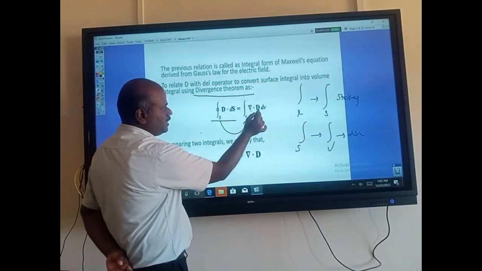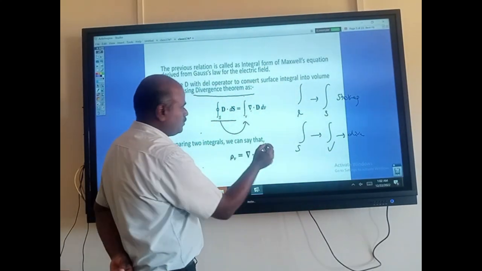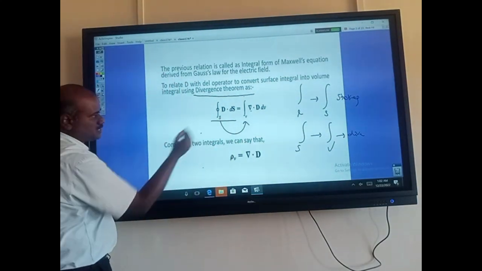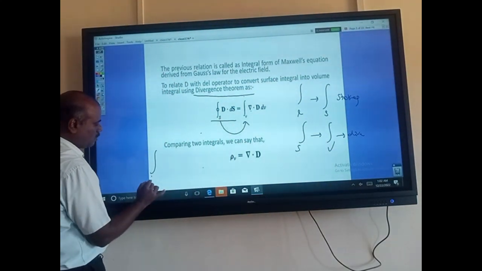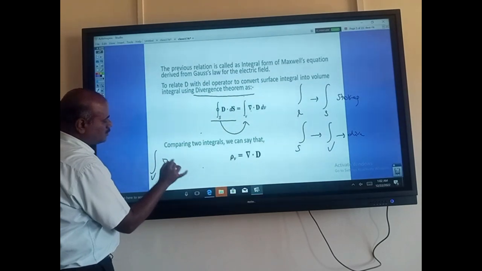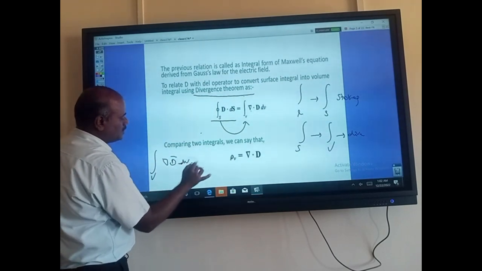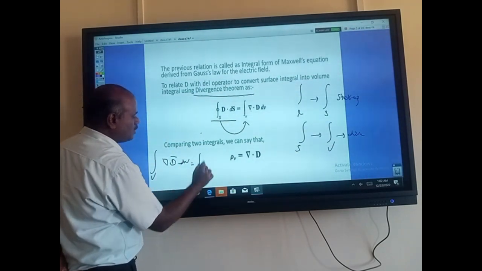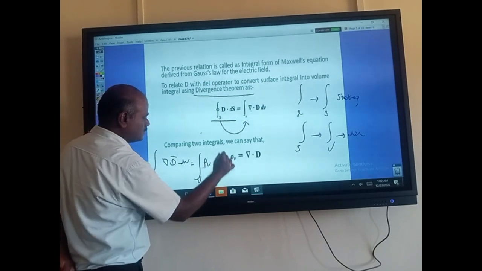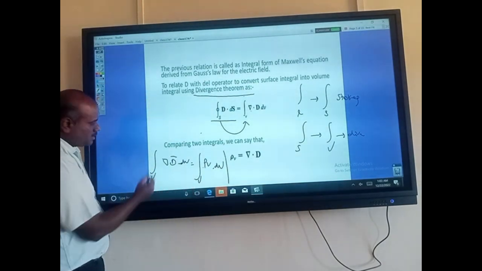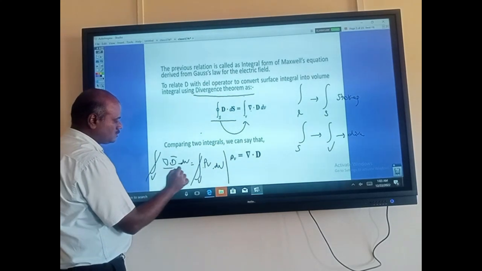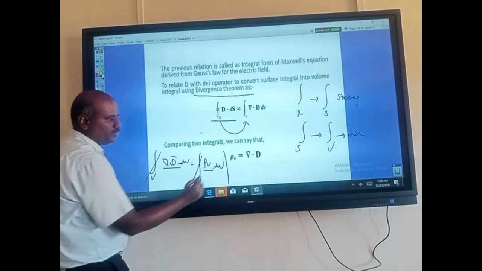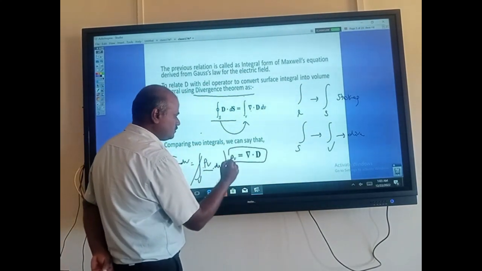So divergence of D into rho v. Now we can write this equation: the volume integral of divergence of D into dv is equal to the volume integral of rho v into dv. So we can compare both sides, and remove the volume integral. So divergence of D is equal to rho v. This is the statement which is given.